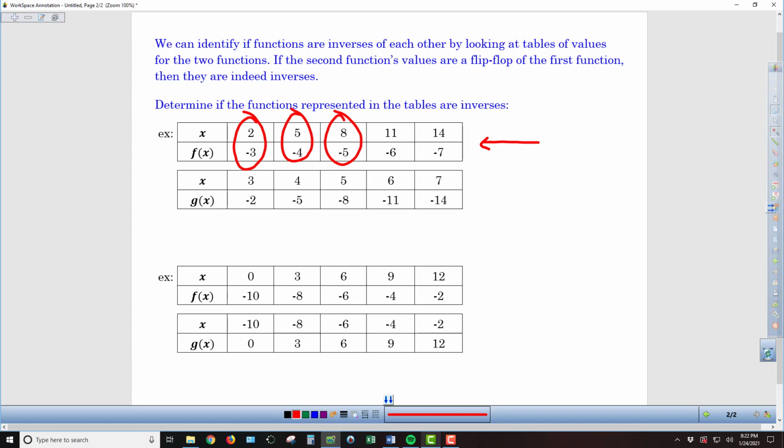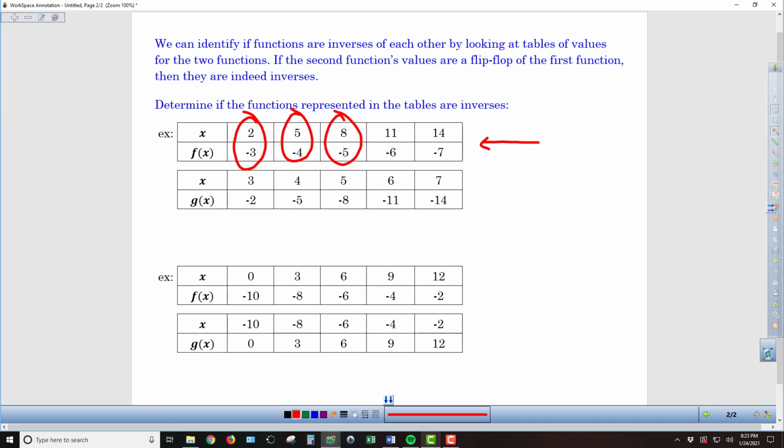And so if g of x is going to be the inverse of that function, then basically the top row and the bottom row are going to flip-flop. Nothing else is going to change. I'm going to have the exact same numbers, same positive negative signs. It's just my x coordinates are going to become my y coordinates and my y coordinates are going to become my x coordinates.